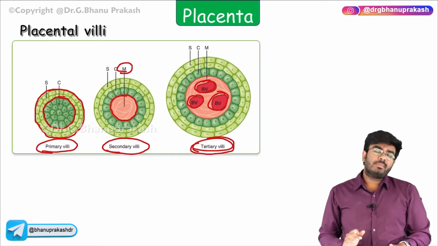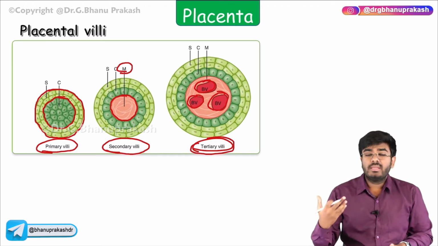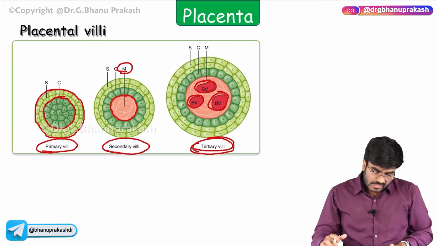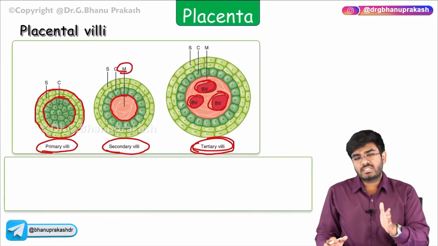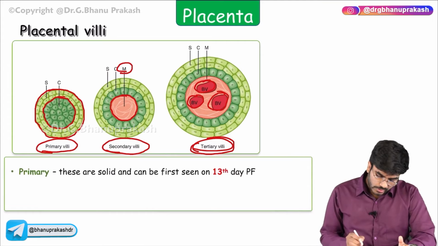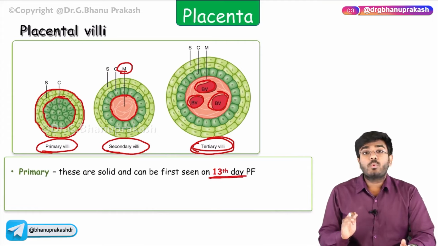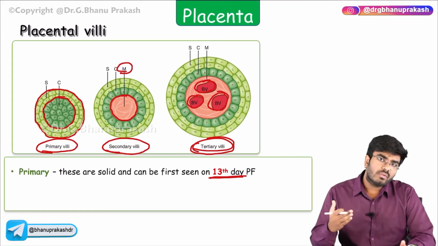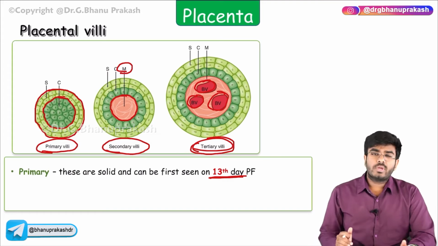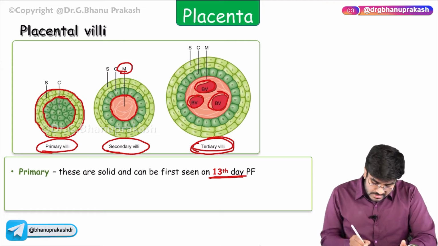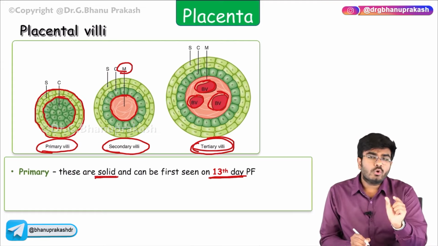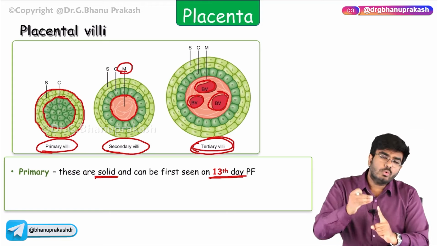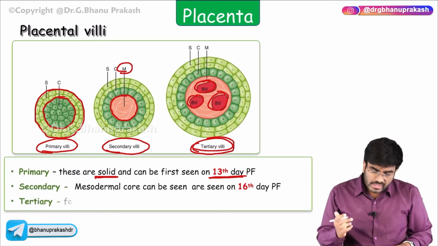Okay. Now, what are the exam questions which will be coming up? The exam questions are nothing but when primary villus is going to form, secondary villus is going to form, and tertiary villus is going to form. Primary villus is going to be formed on day 13 post fertilization, 13 days after fertilization. Primary villus is nothing but a solid cytotrophoblastic extension into syncytiotrophoblast. Now, what exactly is secondary villus?